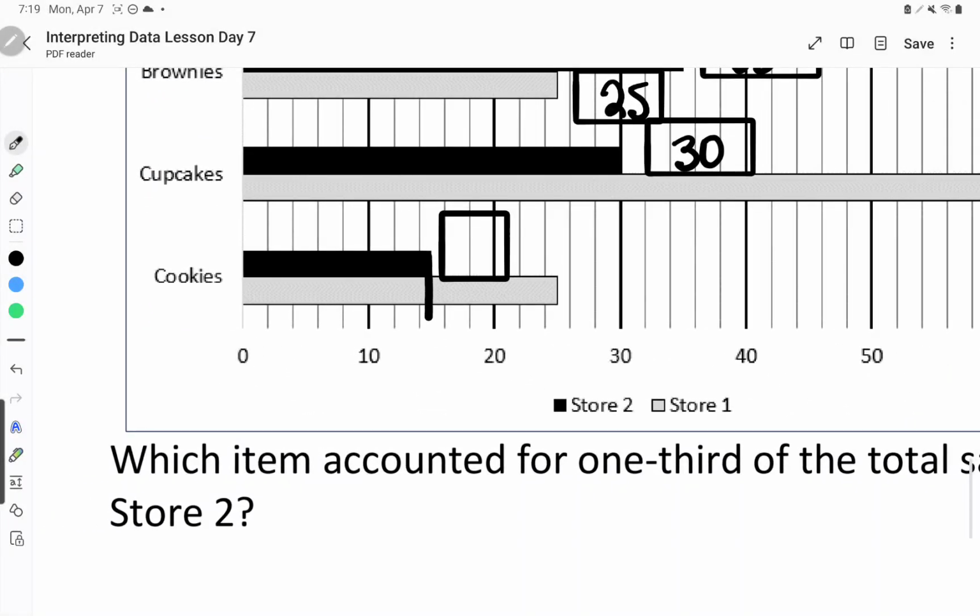How many cookies are there for store 2? Well, if we take this and we drag it down, it's right there at that halfway mark between 10 and 20, which means that is 15. And then if we take this and drag it down, that is that halfway mark between 20 and 30, which makes that 25.